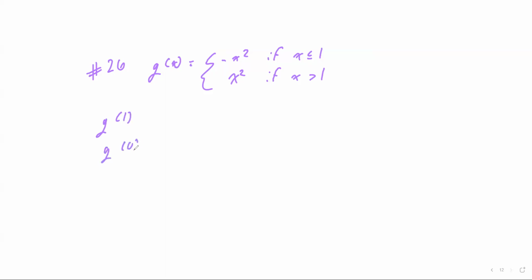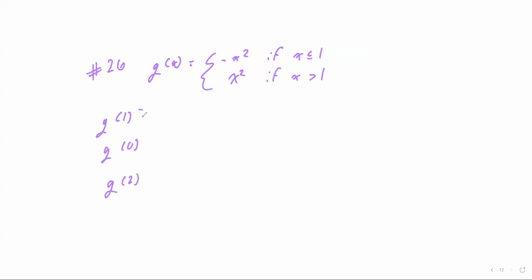All right, so let's look at piecewise functions. Let's look at number 26. So this is g of x equals -x squared if x is less than or equal to 1, x squared if x is greater than 1. On these types of problems, it's just going to ask you to evaluate. So it's going to ask you like, hey, what's g of 1? What's g of 0? And what's g of 2?